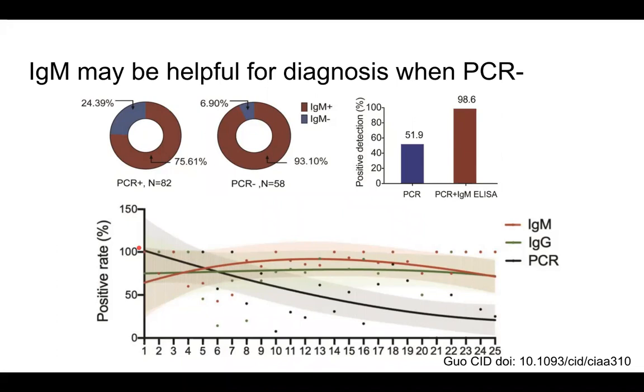Furthermore, the detection efficiency by PCR is greater than IgM before 5.5 days, but the reverse is true after 5.5 days, with the detection efficiency of IgM greater than that by PCR. And this suggests that IgM may ultimately be helpful for diagnosis of COVID-19.